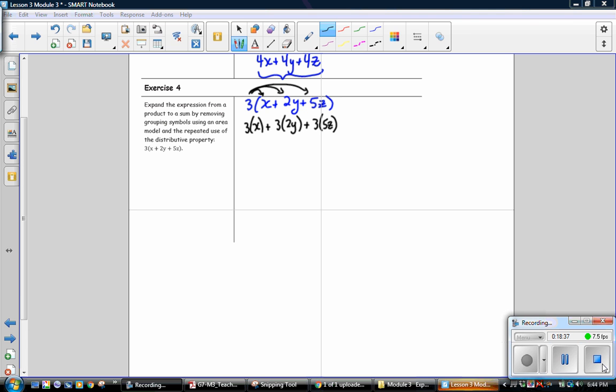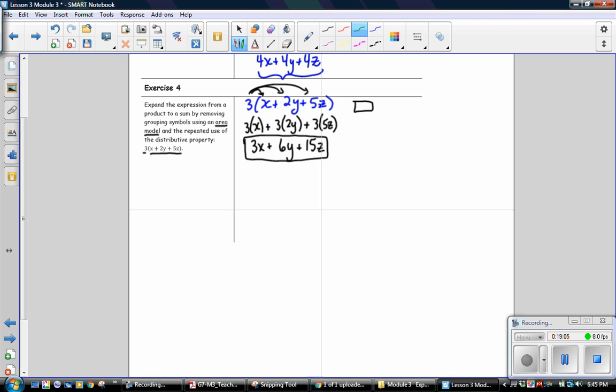Simplify. 3 times x is 3x. 3 times 2y is 6y. 3 times 5z is 15z. These are unlike terms, so they cannot be combined. Also, it says to use an area model. So we want 3 groups of x plus 2y plus 5z. So x would look like this, and then 2y would look like that, and 5z.